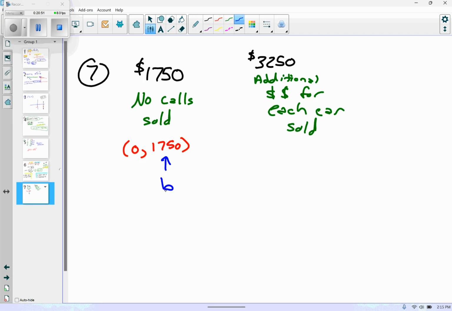If he sells 2 cars, he gets $3,250 times 2. If he sells 3 cars, he gets $3,250 times 3. I can't really make this a point, though. I guess you could argue he sells 1 car, he gets $3,250, but he gets this no matter what. He gets this extra on top of it. So what do you think it is?